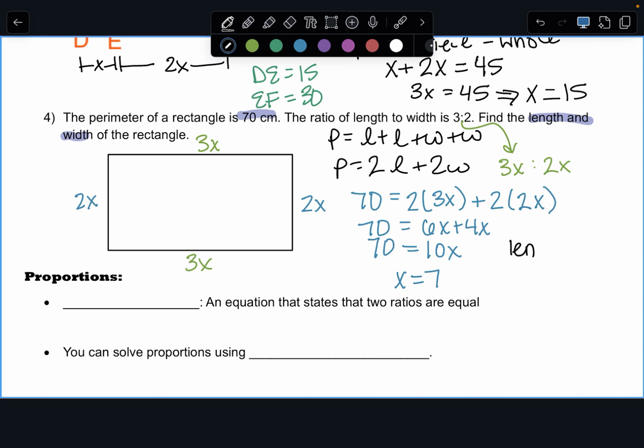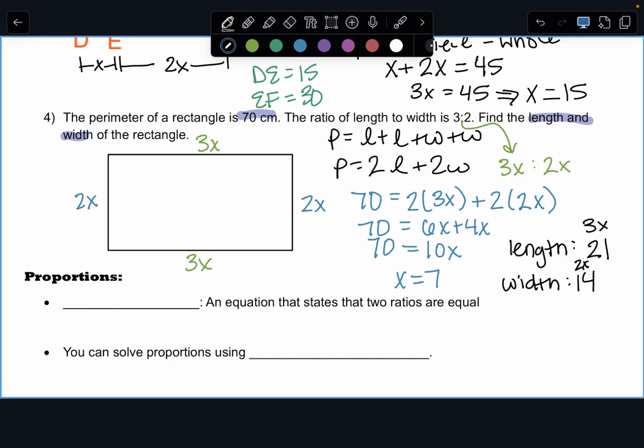Well, my length was that 3 in my 3:2 ratio. So it was 3x. 3 times 7 is 21. So we get 21. My width came from my 2x. So 2 times 7 is 14.